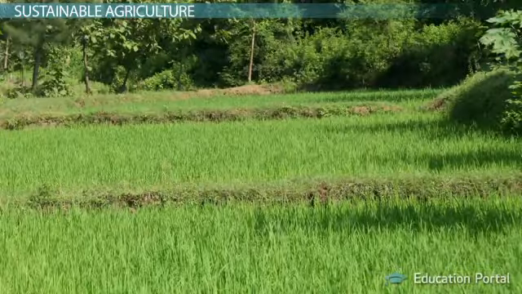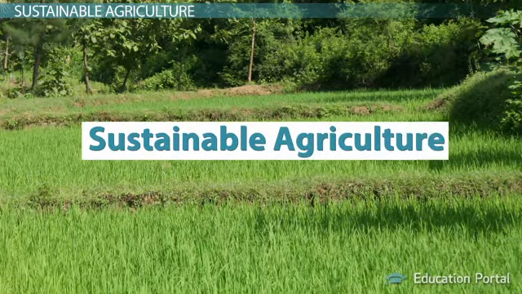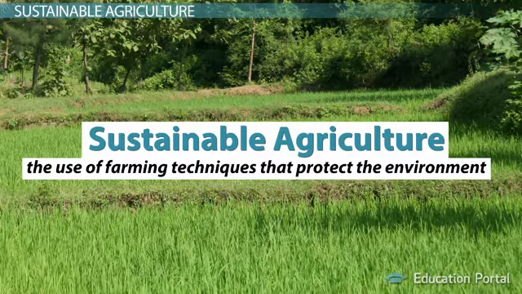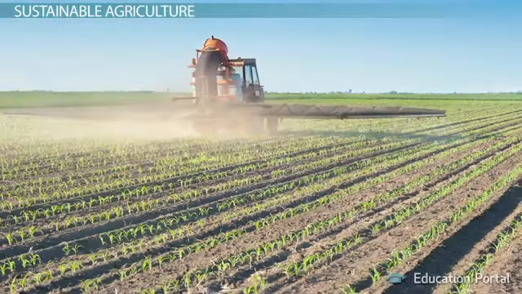One way environmental sustainability is being applied is through sustainable agriculture. This is defined as the use of farming techniques that protect the environment. Sustainable agriculture has grown out of concerns over the industrialization of agriculture that began in the 20th century. Although industrial agriculture has the ability to produce abundant amounts of food at affordable prices, the method of farming can be detrimental to the environment.